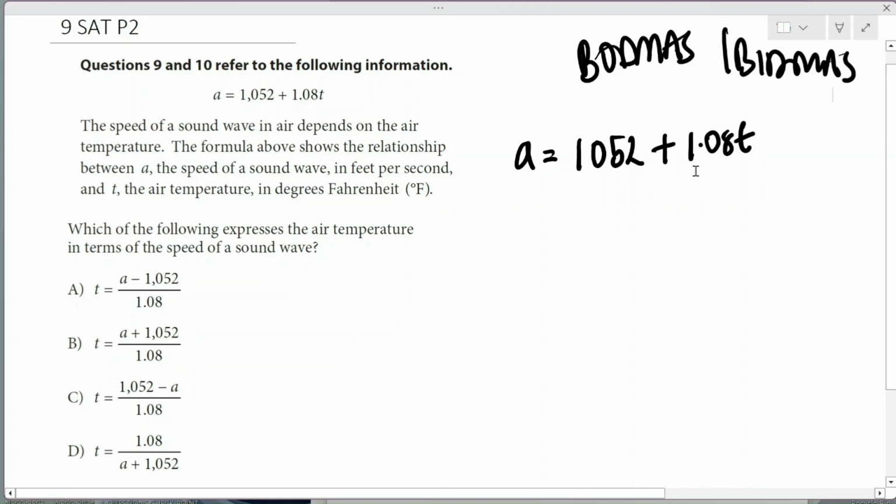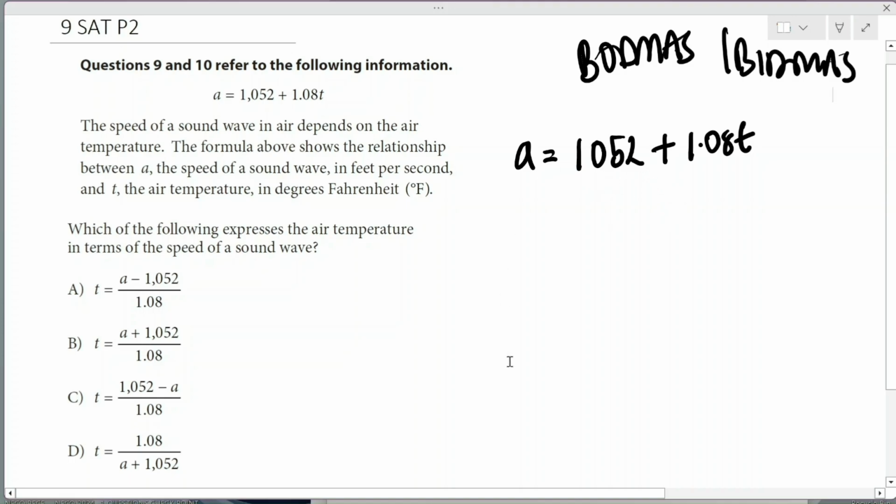If you try to take this 1.08 away first, you will divide every value by 1.08. This will be over 1.08. You divide 1052 by its own separate 1.08 and this A too by its own separate 1.08. That will make things complex, though you end up getting the answer. But it's best you work against BODMAS. This value is linked to this other value by addition, so you get it off first.